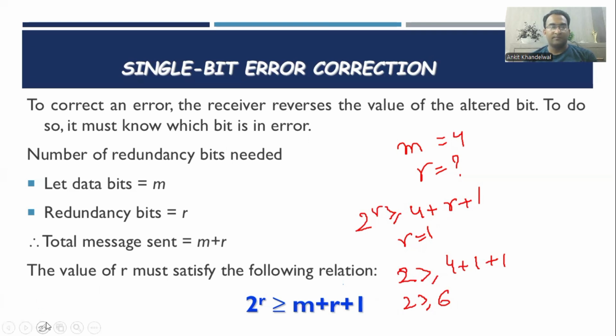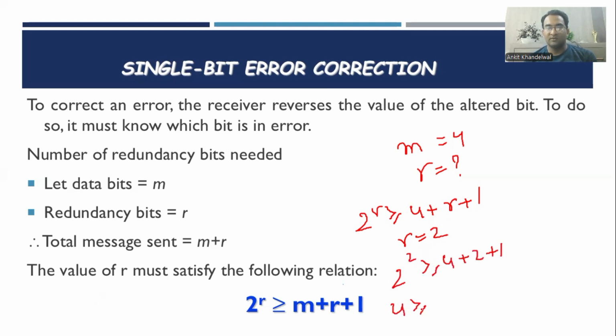Now we will take another value of r. If we take the value of r equals to 2, then 2 to the power 2 greater than or equal to 4 plus 2 plus 1, that is 4 greater than or equal to 7. Again, this condition is false. So we cannot take this value of r equals to 2 either.